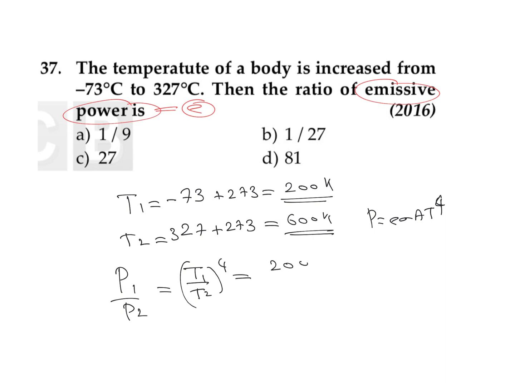So you can write this as 200 divided by 600 raised to 4, or if you cancel this, we'll get 1 by 3 raised to 4. So 1 by 3 raised to 4, we can take it as 1 divided by 81.